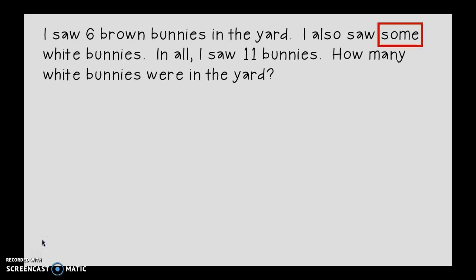All right, there's that word some, and it's talking about white bunnies. So I don't know how many there are of those, but I do know about brown bunnies. So let's see, the brown bunnies plus the white bunnies are going to equal 11 bunnies. I'm going to go ahead and write this good number sentence. What should I put? 6 plus something equals 11. I'm going to put that box right there.